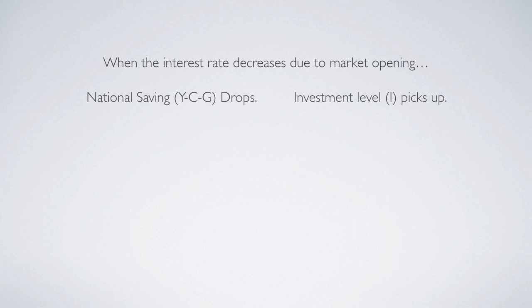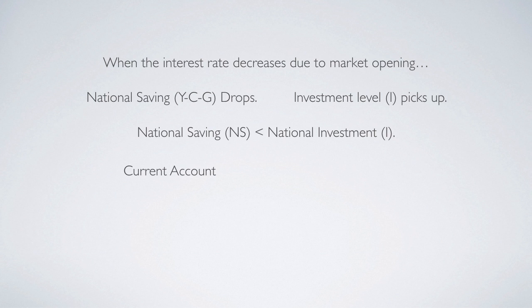But at the same time, the investment level will pick up because the interest rate is lower, which means investment cost is lower. This would immediately make the market imbalance in the way that national investment will now be higher than national saving. And remember, current account is defined as Y minus C minus I minus G, which is simply, as we learned before, national saving minus investment.